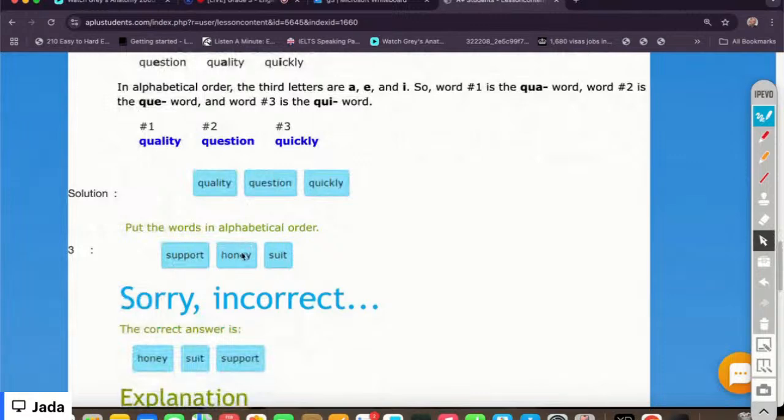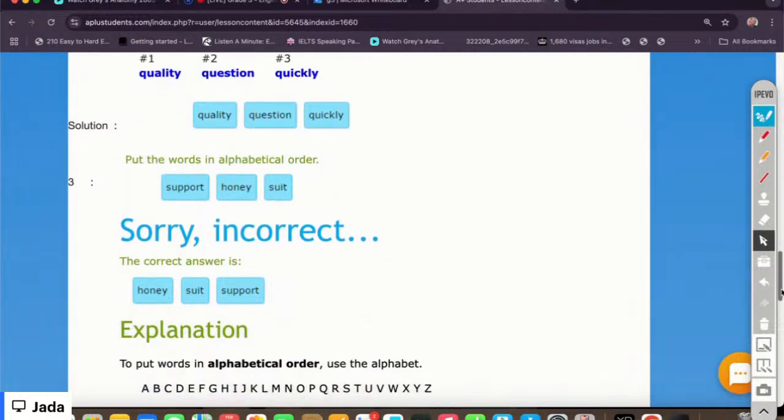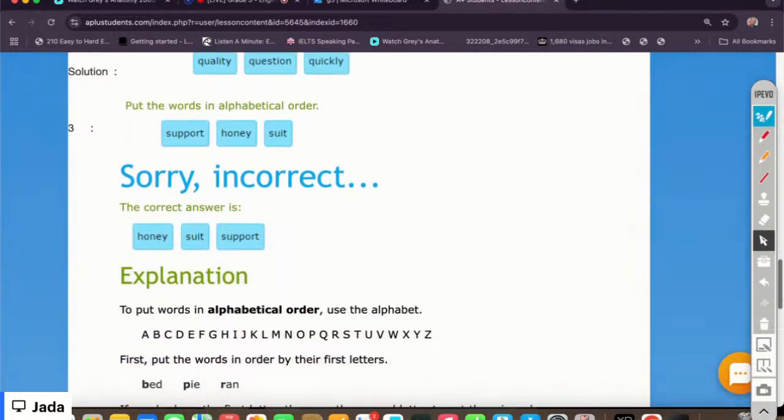So we have support, honey, and suit. Support is S, and honey is H, which comes before S, all right? So we have SUI and SUP. So of course, I comes before P, so it's going to be honey, suit, and then support.